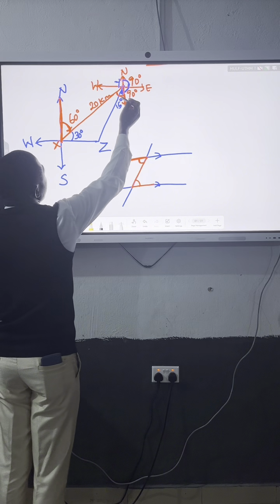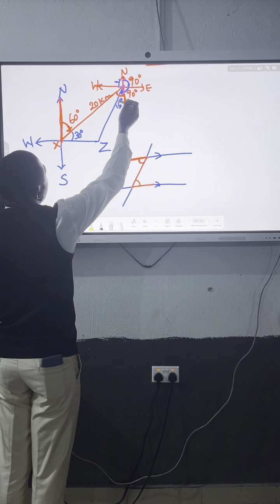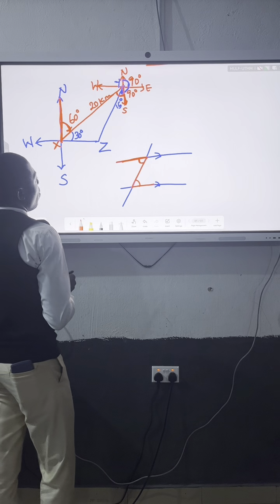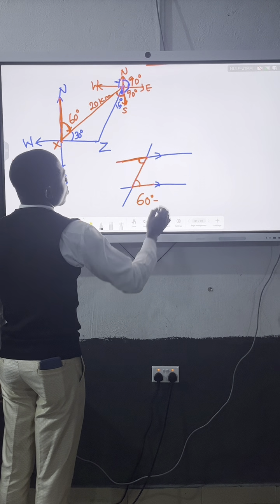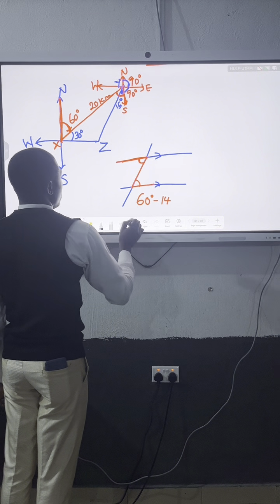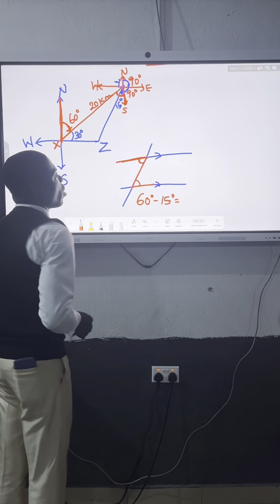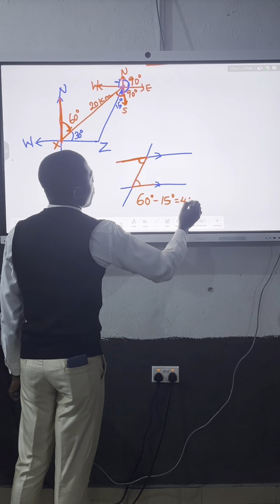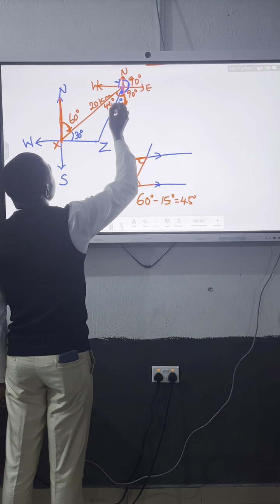So this angle is alternate to the whole of this angle here. Since you already have 15 outside here, for us to get that angle in that place, you're going to have 60 degrees, take away 15. 60 take away 15 gives us 45. So the angle in this place is going to be 45 degrees.